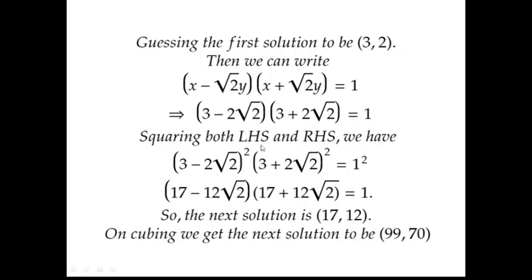On cubing, again you can cube it. (3 minus 2 root 2) cubed into (3 plus 2 root 2) cubed is 1, and you will get the next solution, which is 99 and 70, and moving on, infinitely many solutions.